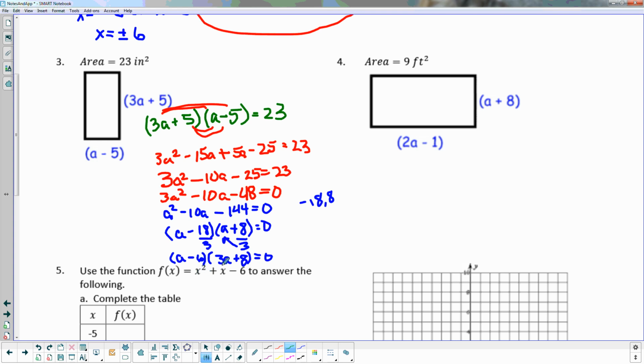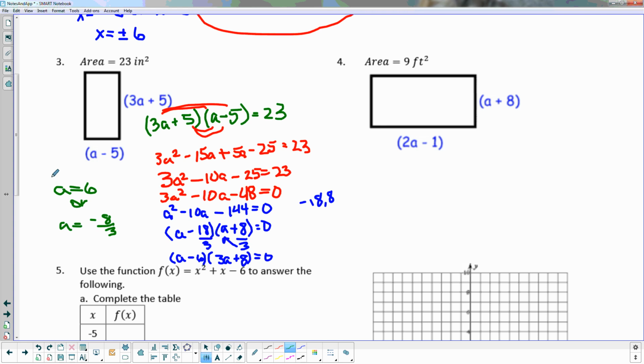So that's well on our way. That's close to what we want to do. I do need to solve both of these. I need to set them both equal to 0. So either a minus 6 equals 0, in which case a would equal 6. Or if 3a plus 8 equals 0, I would subtract 8, then divide by 3. So we would get a negative 8 thirds.